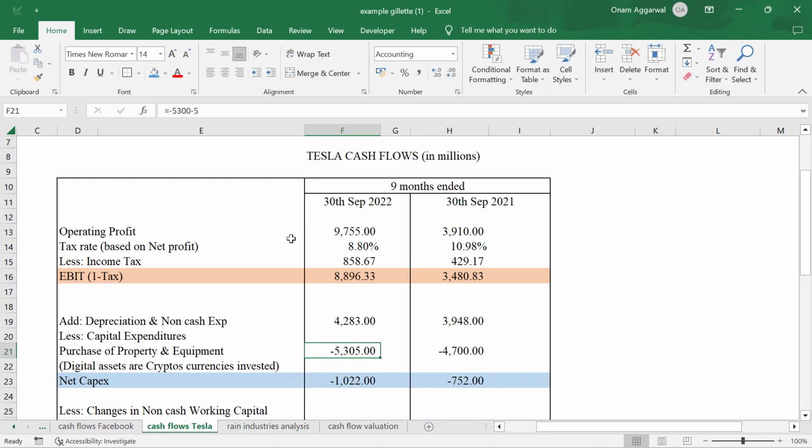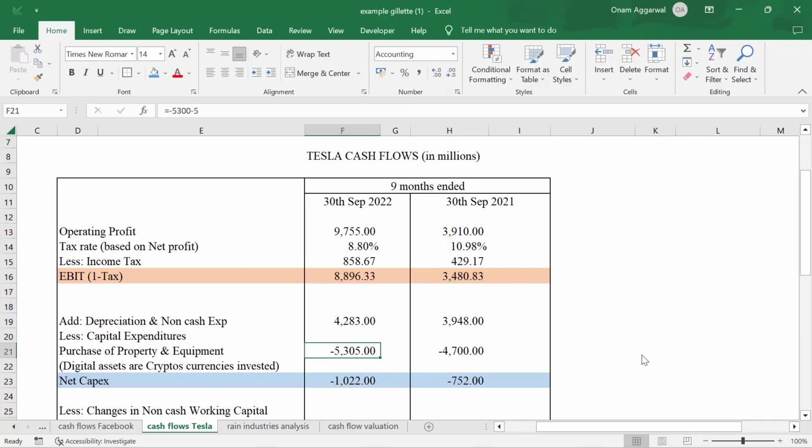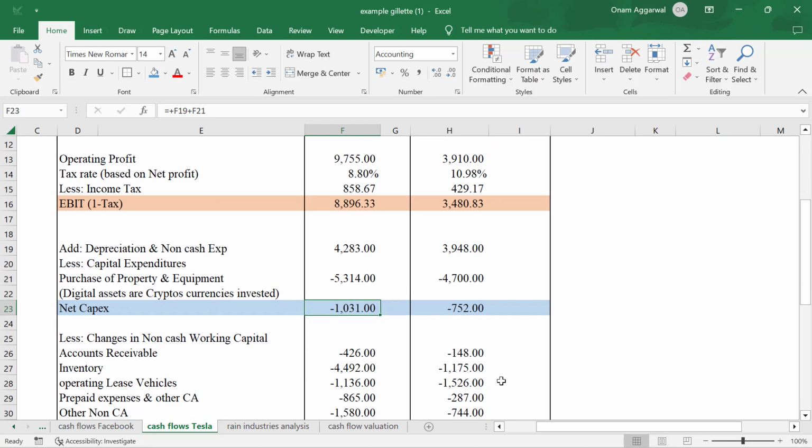So we take very simple: we take purchase of property and equipment. We take this and this. This will be added here. These are our purchases of property and equipment. Since Tesla is inherently both a car company and a software company, purchase of IP, purchase of any intangible asset or an IP is part of its capital acquisition. So we get net capex of around $1.03 billion. In the last year, it was around $752 million.